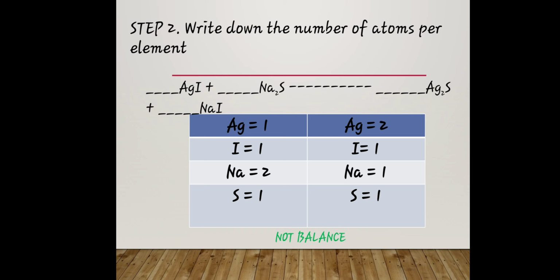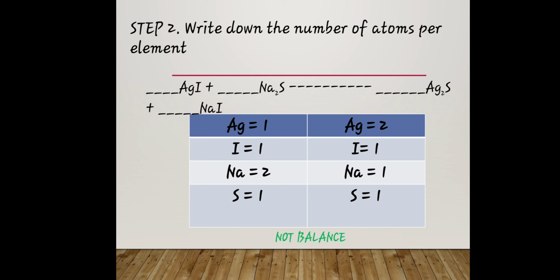Naka-constant na siya. And of course, for sulfur, we have also 1. That is in the reactant. While in the product, we have silver, which is 2, iodine, which is 1, sodium, which is 1 also, and the sulfur, which is 1. So basically, the equation is not balanced.